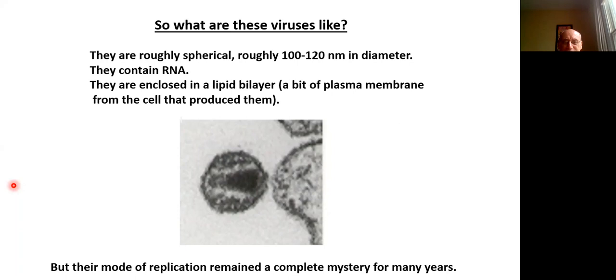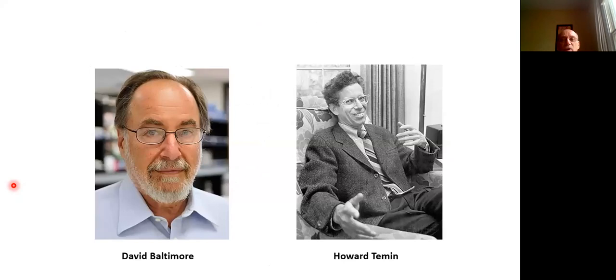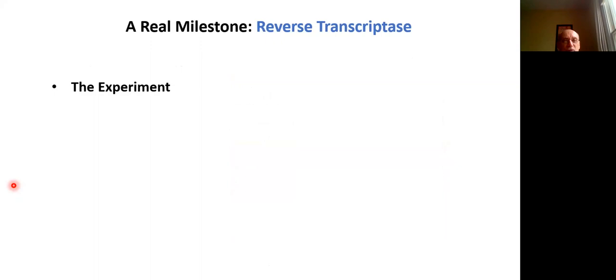And this mystery was really dispelled by a single discovery, and that was the discovery of reverse transcriptase, viral RNA-dependent DNA polymerase, which was reported, really discovered simultaneously in 1970 by David Baltimore and again Howard Temin. And this discovery really transformed the field, and I'm going to say a few words about it. First of all, about the experiment itself, demonstrating the presence of this enzyme. This experiment is so simple. I think the hardest part of this experiment was deciding to do it.